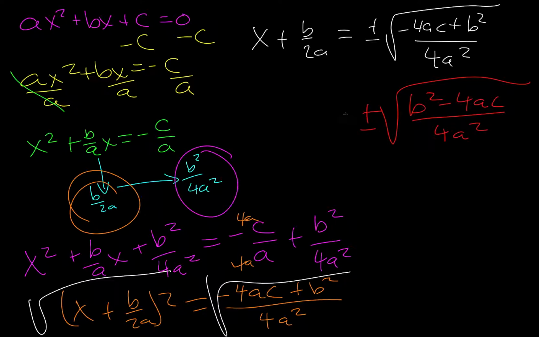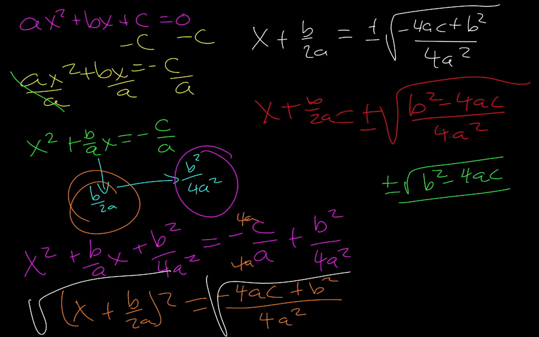Then I have my plus or minus, and I still have x plus b over 2a. Now I'm going to apply the square root to the top and the bottom. So the top can't go away. The top is still under the root, b squared minus 4ac. Still have my plus or minus. But the bottom, if I square root the 4, it becomes a 2. If I square root a squared, it becomes an a. Okay, I still have x plus b over 2a on that side.